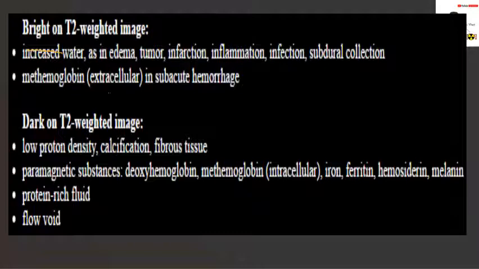Dark on T2 naman, low proton density, parang opposite siya nung bright sa T1. Low proton density, calcification, fibrous tissue, paramagnetic substances, protein-rich fluid, and flow void. Okay, so tandaan lang. Wala tayong mnemonics dyan, so you can make your own para mas madali nyo siyang ma-memorize. Different structures will appear differently depende kung T1 siya or T2 weighted image. They may be bright, they may be dark.